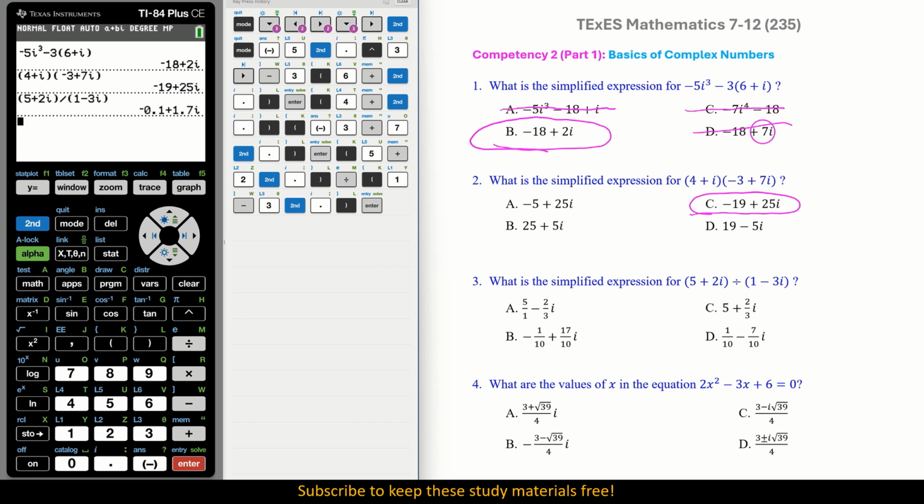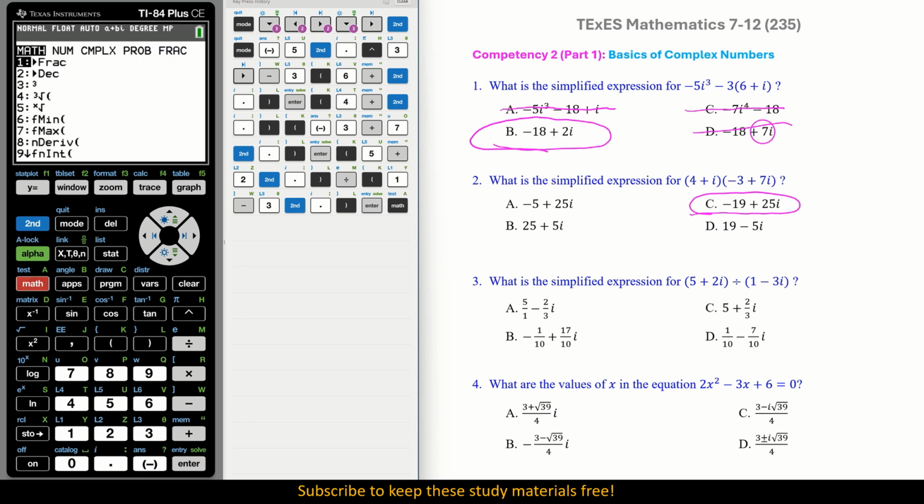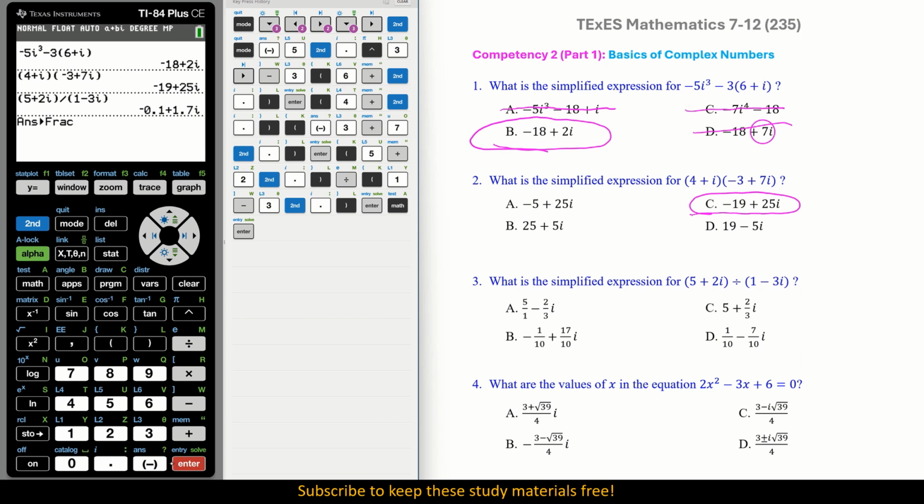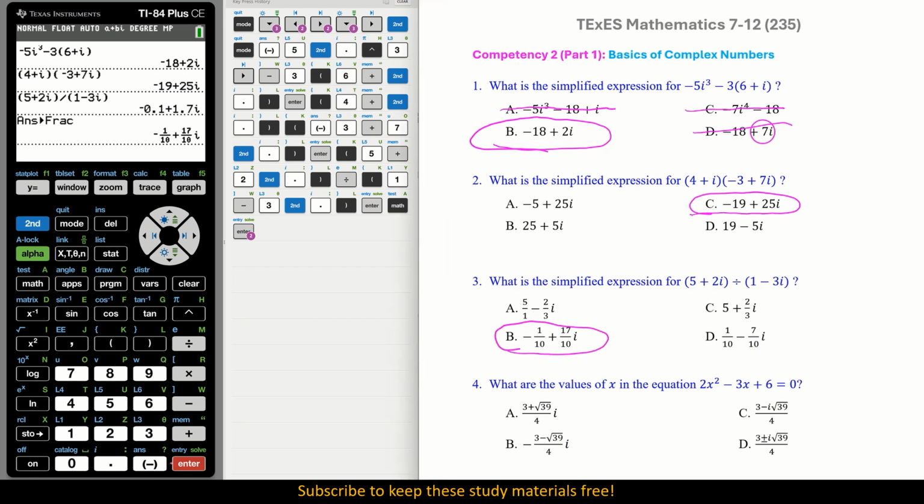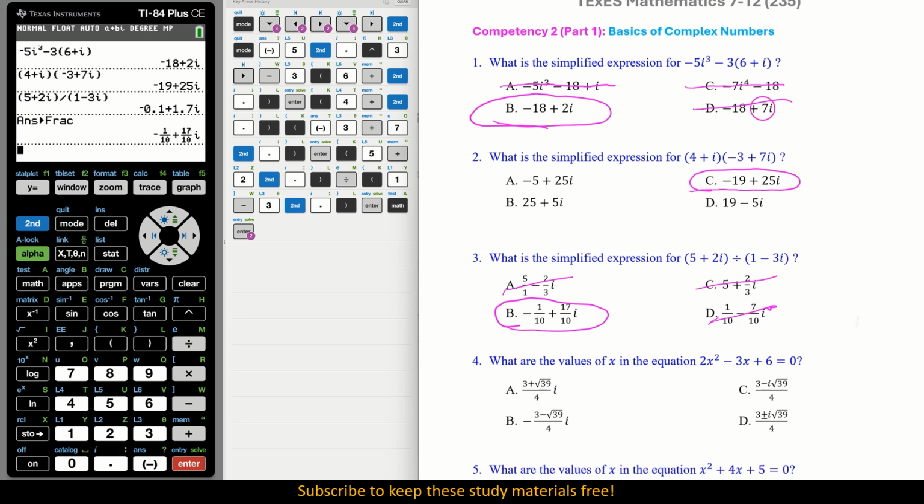You're like, well, that's decimal. Everything's fraction. Well, naturally, we can just push math, fractions highlighted, just push enter. Remember, you got to push it twice. And there we go. So let's see which one of these guys matches. Looks like we've got, yes, it is B, because it's a negative 1/10 plus 17 over 10. Yes, that is correct, because this one is plus, and no, absolutely not. Okay. All right. Let's go to number 4.